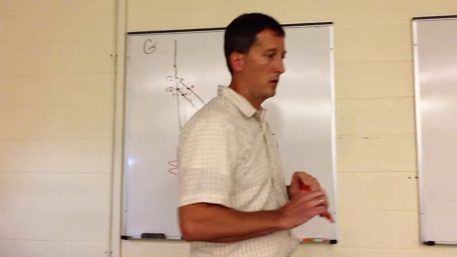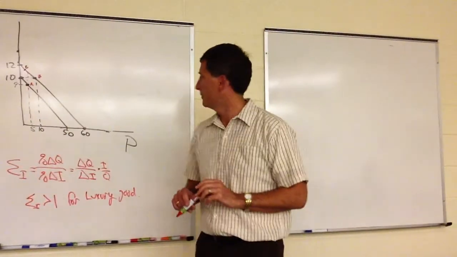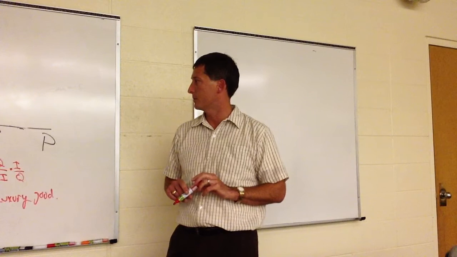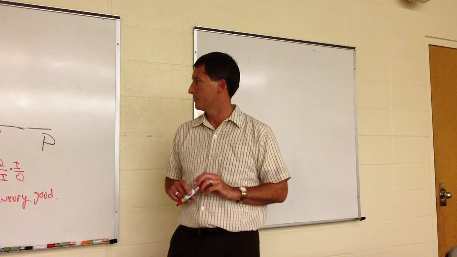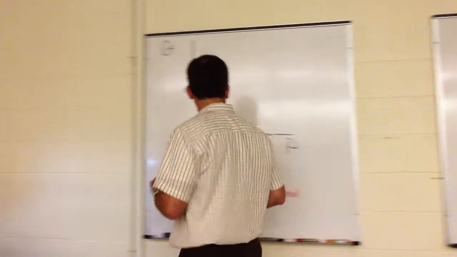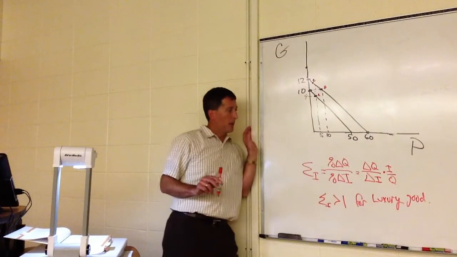For the elasticity formula, which income do we use for the right side of the equation? The 120 or the 100?